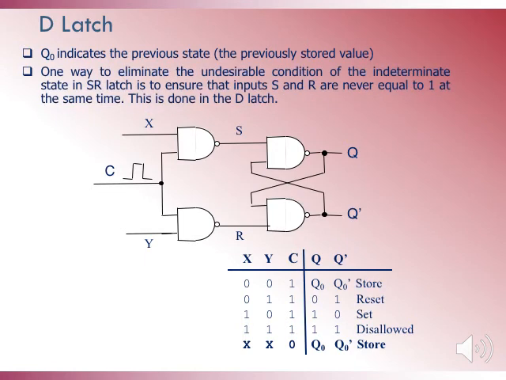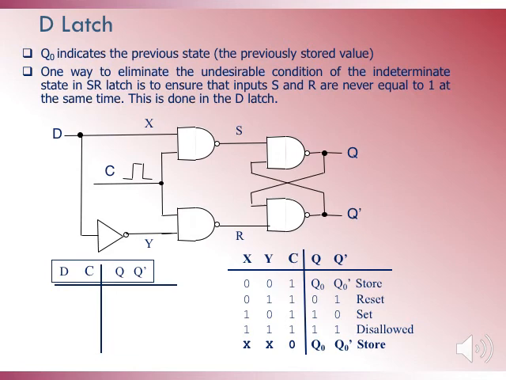One way to come out of the problem of this SR NAND latch with both inputs equal to 1, which is disallowed, is to make sure that both S and R inputs are never equal to 1. This is done in the D latch by connecting an inverter between X and Y. That single input is called D, which stands for delay. Now we see the function table for the D latch. D is the external input signal, C is the control input, and Q and Q bar are the outputs of this D latch.